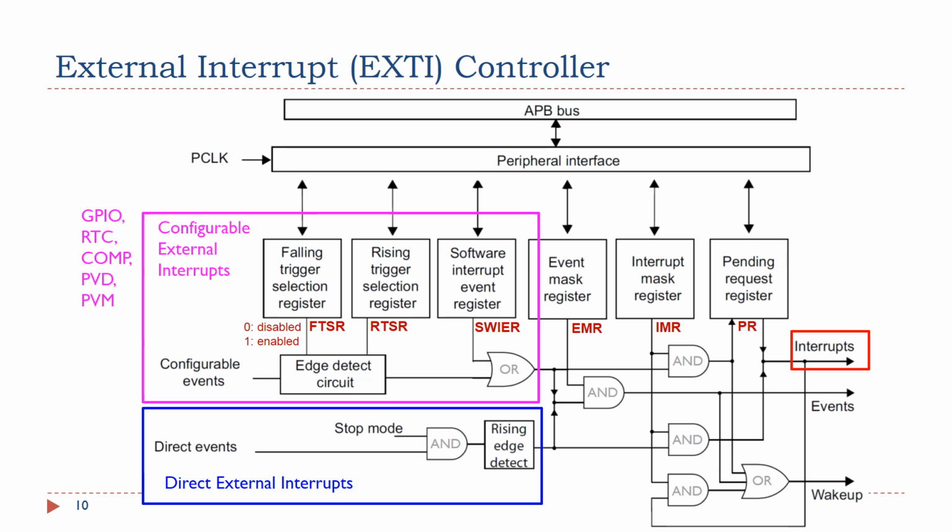In addition, software can generate an interrupt request by writing one to the Software Interrupt Event Register, SWIER. For direct external interrupts, only rising edge can generate an interrupt request. Direct external interrupts are mostly used for communication peripherals, low-power timer, and LCD. An interrupt can only be generated if the corresponding bit in the interrupt mask register is 1. The interrupt signal can pass this AND gate if and only if the bit from the IMR register is 1.